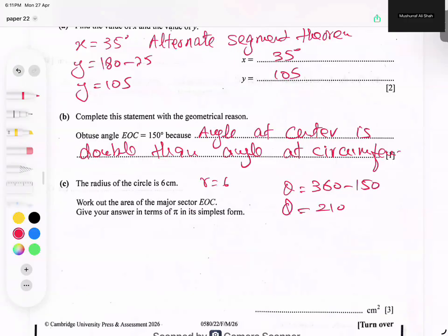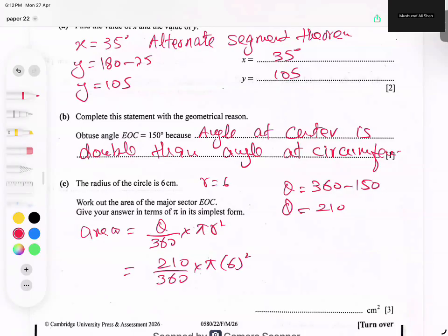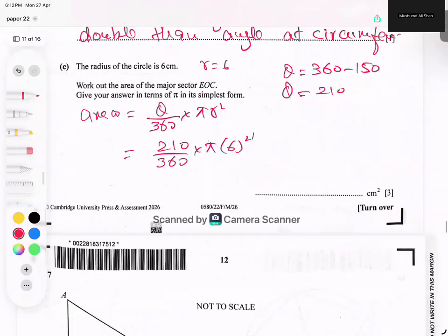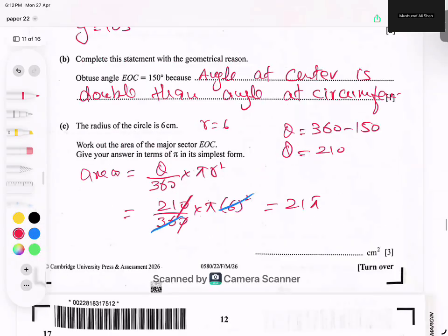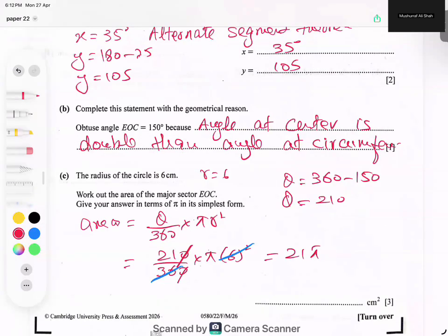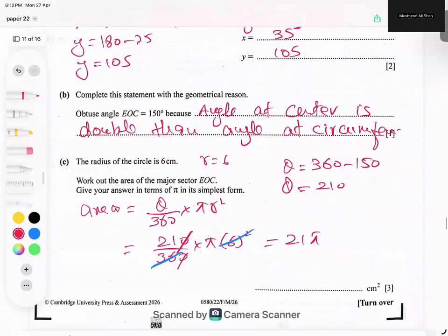And now what is the area of sector formula? The area of sector formula, student, is theta over 360 degrees into pi r square. Theta is 210 and radius is 6. So 6 square is 36. And that 36 will cancel 36 and 10 is left down. And 0 cancels with that. And we got 21 pi. Let me check again. 0 cancels and 36 cancels. And we got 21 pi. And he was asking to find the major area of the sector. So it's done.